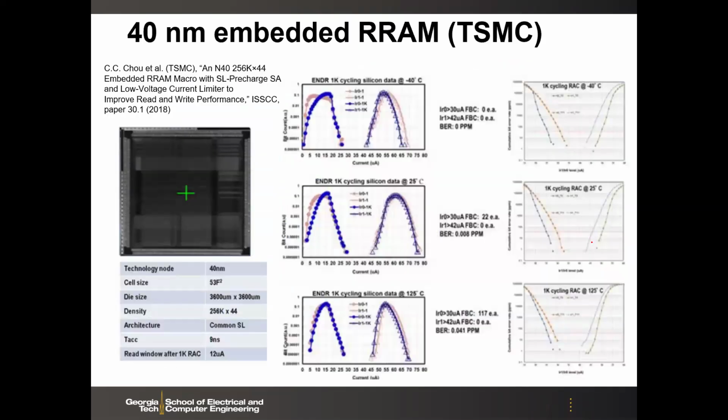So here, this was the first publication by TSMC. This is ISSCC 2018, integrated at a 40 nanometer process. Okay, so here, if you look at the data, actually it's not as good as what ETRI published in the very early days in terms of, for example, on-off ratio. So here you see the on and off current ratio is pretty small. It's no longer like 100, only like a few times.